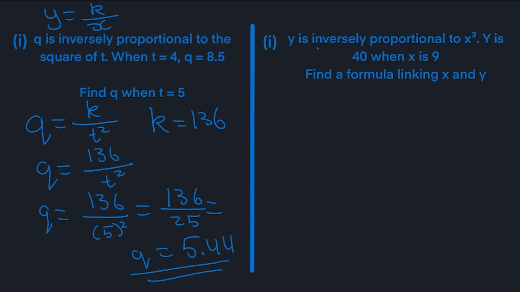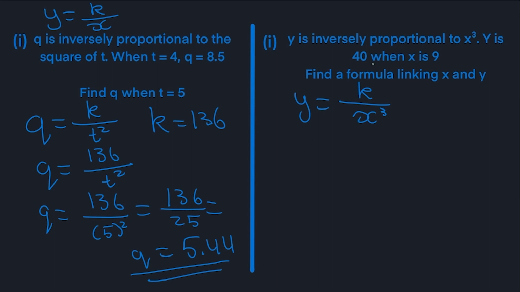Now y is inversely proportional to x cubed. Y is 40 when x is 9. Find a formula linking x and y. This is essentially just asking us to find our formula, but also find what k is. First, we need to write out our formula with k. Y is inversely proportional, so k over x cubed. Right? How do we find out our k?